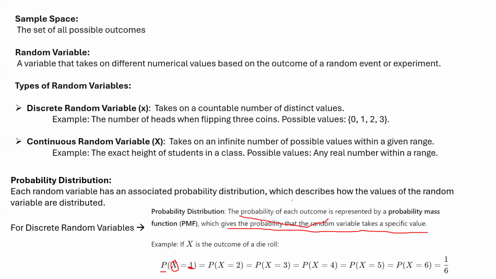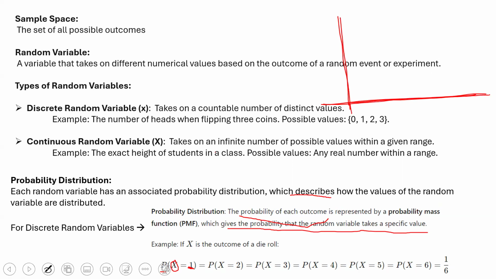So that is what probability distribution basically says. It also describes how the values of the random variable are distributed. So as I said, let's take the example of a dice. I'll try to keep this a little easy.